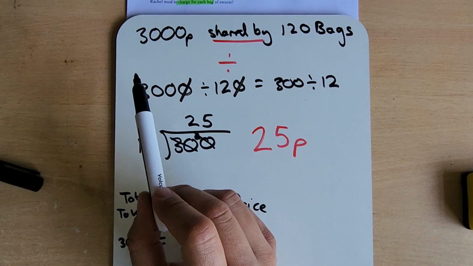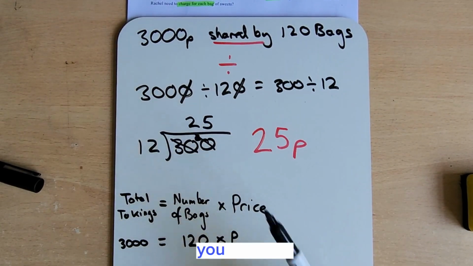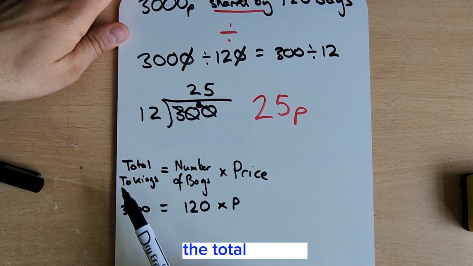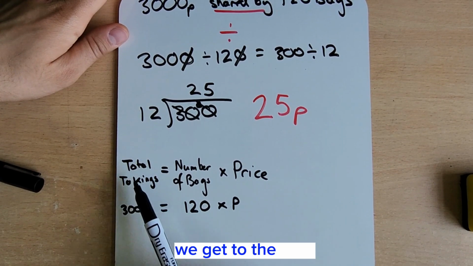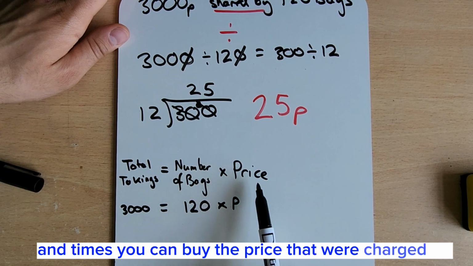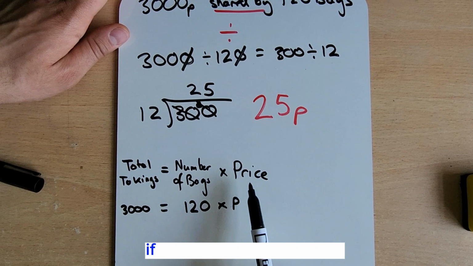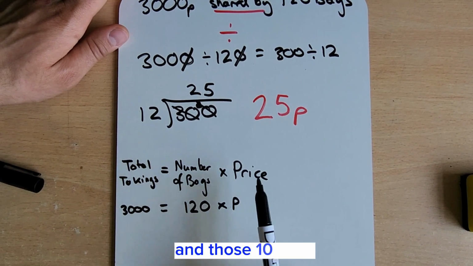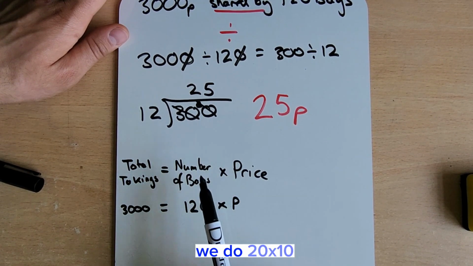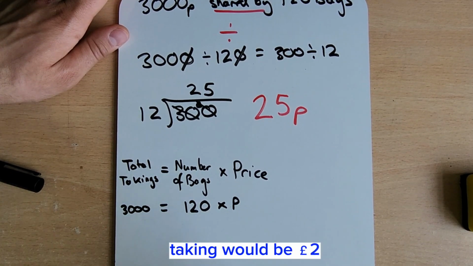For anyone that didn't understand that in this part of the question we have to divide, you can also think about it as the total takings. We get to the total takings by taking the number of bags and timesing them by the price they were charged for. If each bag cost 20 pence, and there's 10 bags, we'd do 20 times 10, 200 pence. Our total takings would be £2.